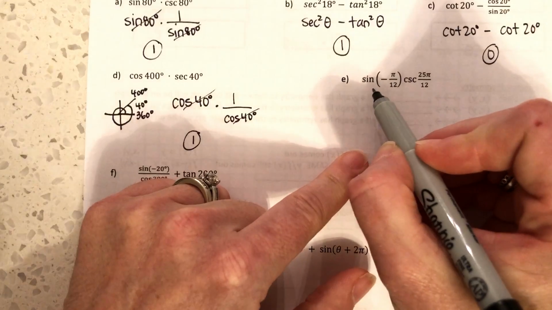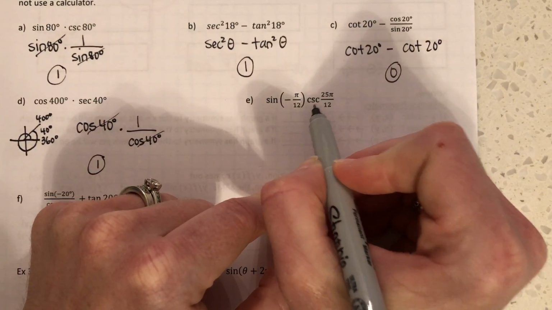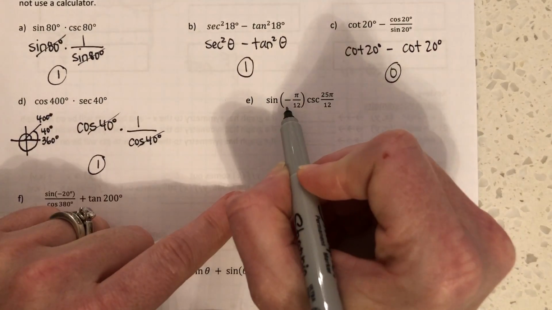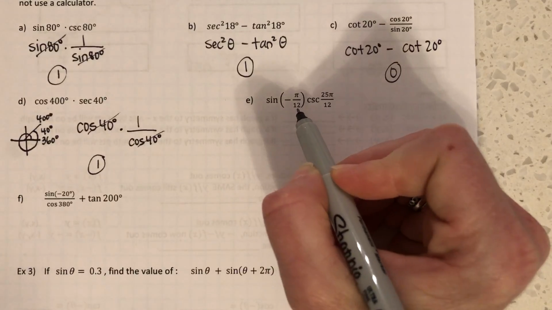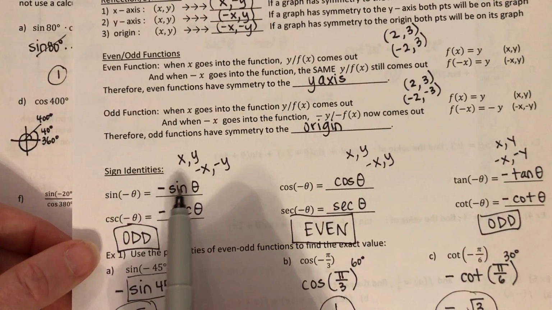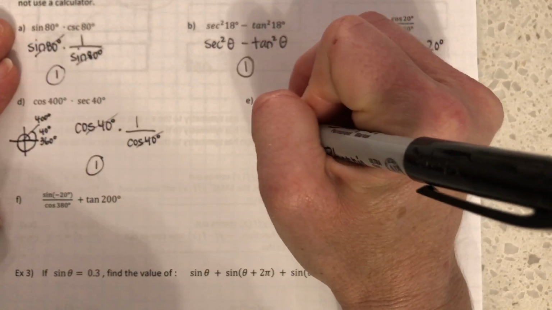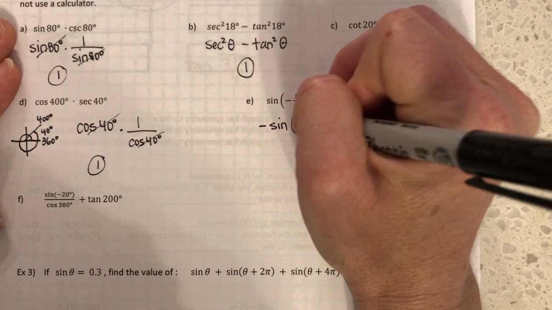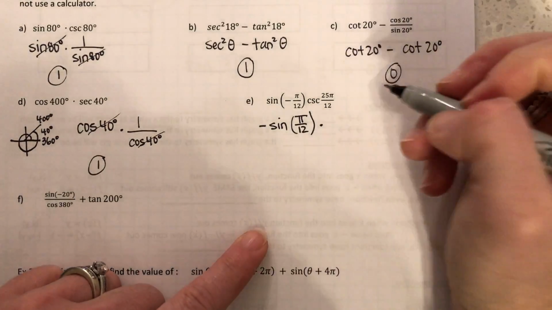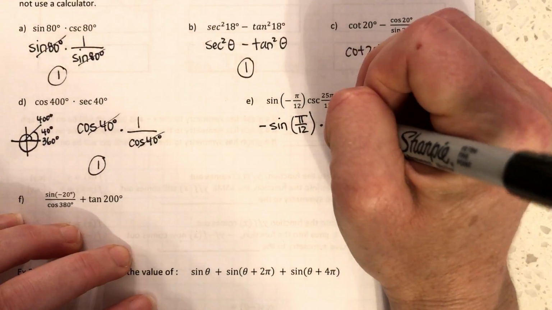All right, look at this one. The sine of negative pi over 12 times the cosecant of 25 pi's over 12. All right, well, let's figure this out. Well, the sine of negative pi over 12, we know that the sine of negative theta is equal to negative sine theta. So I can pull that negative out and rewrite that as the opposite of sine pi over 12. Okay, and then times that by the cosecant of, well, where does 25 pi's over 12 land, right?